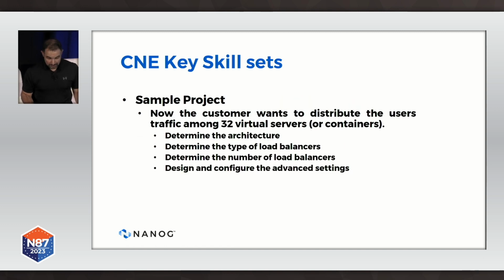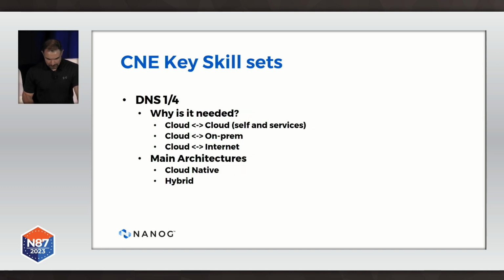Sample project: a customer has 32 virtual servers and they have a whole bunch of traffic. Let's say they're expecting 1 million sessions coming through the network at whatever rate, and they want to process those. The number of load balancers, the type of those load balancers, how you want to deal with the headers, all those things. Some of these calls need to be made by application folks, and some of them are part of our responsibilities as CNEs.